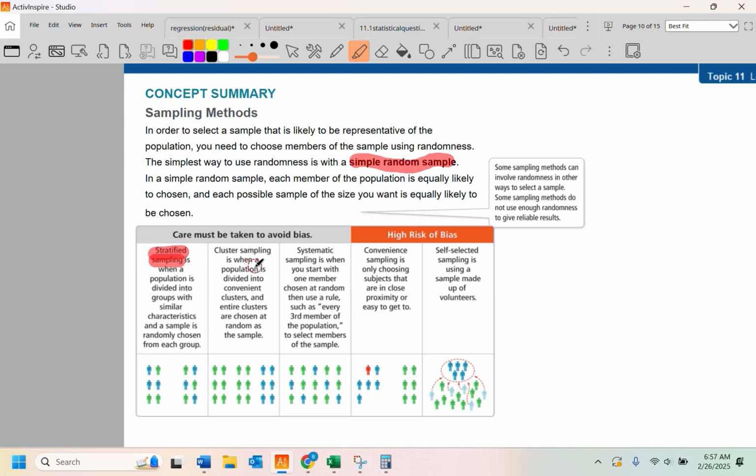We have cluster, when a population is divided into convenient clusters and entire clusters are chosen at random. Cluster sampling is not the best way to do it. Systematic is you start with one member chosen at random and then use a rule such as every third or fourth or fifth of the population. Systematic is a great one. And here you have high risk of bias. Convenience sampling is choosing only subjects that are in close proximity or easy to reach. Convenience is a no. Self-selected is where people volunteer.